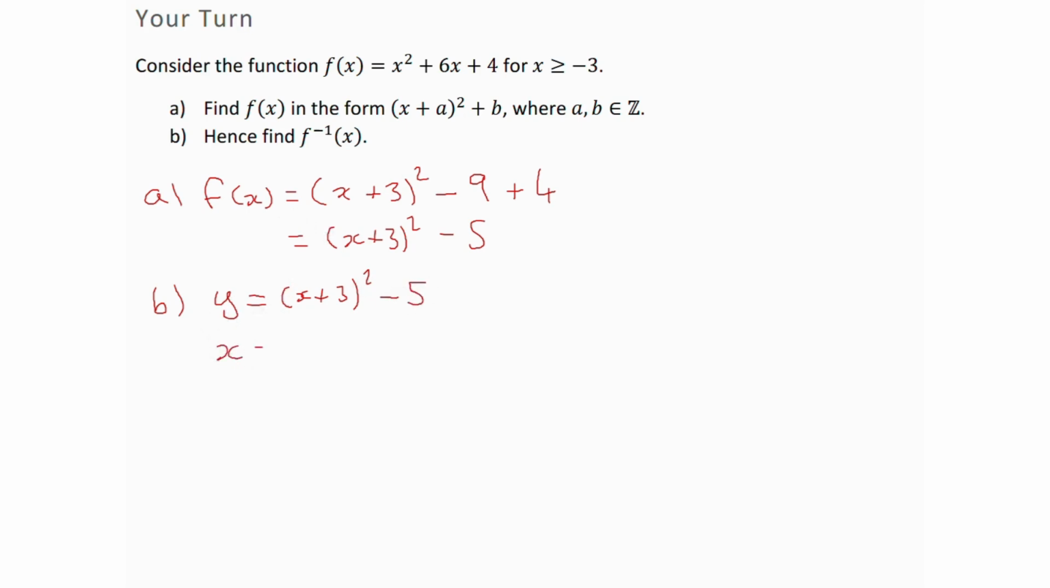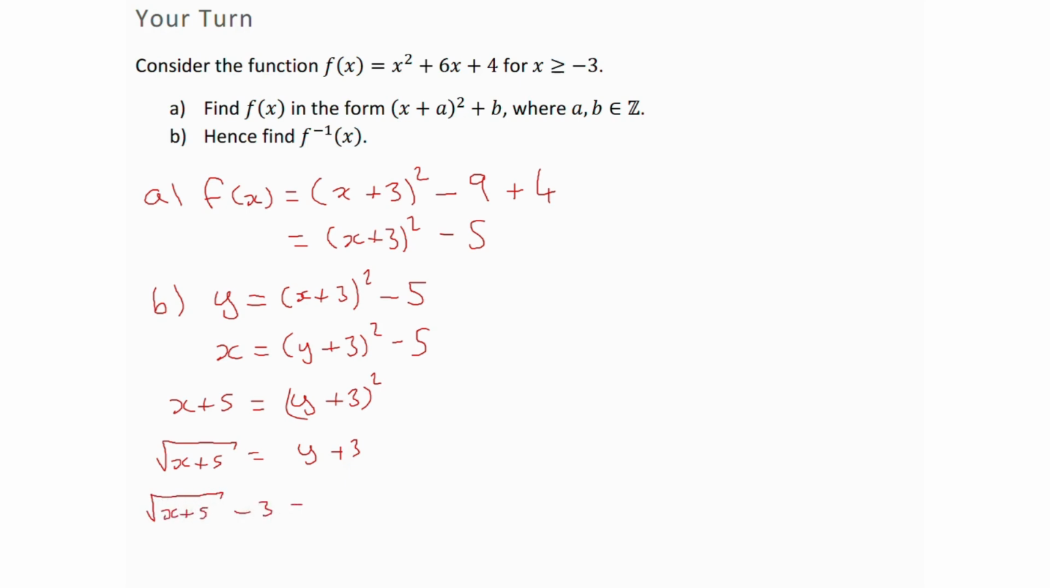Swap x and y. Solve for y. So we're going to add the 5. We're going to square root. We're going to take away the 3. Final step, rewrite this as f inverse of x instead of y equals.